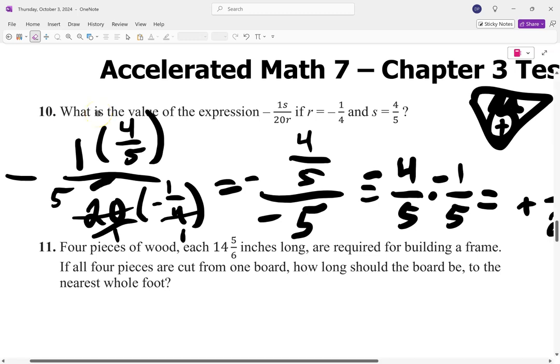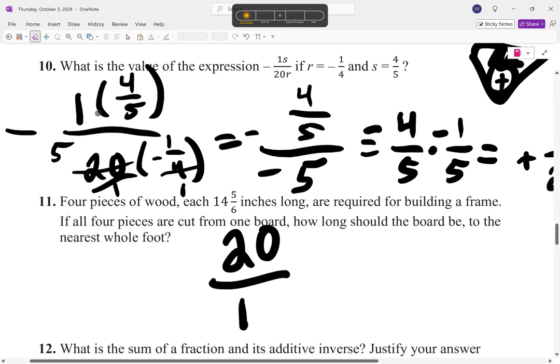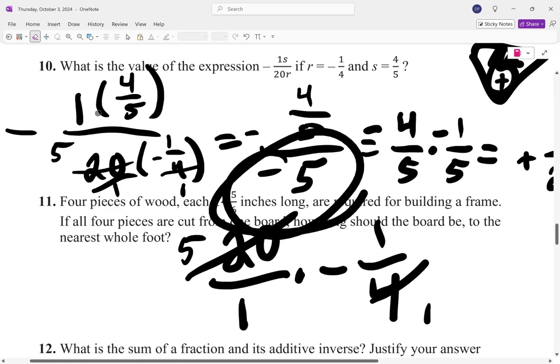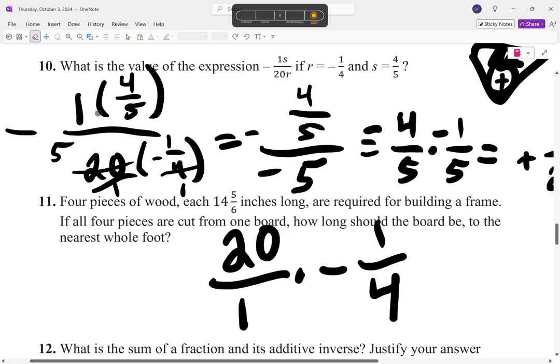But where it got a little bit squished is there. 20 over 1 times negative 1/4. So if I wrote it out bigger, it'd be a little clearer. 20 over 1 times negative 1/4. See? And then we reduced to 5 over 1. And that's why this is negative 5. So the answer is negative 5.